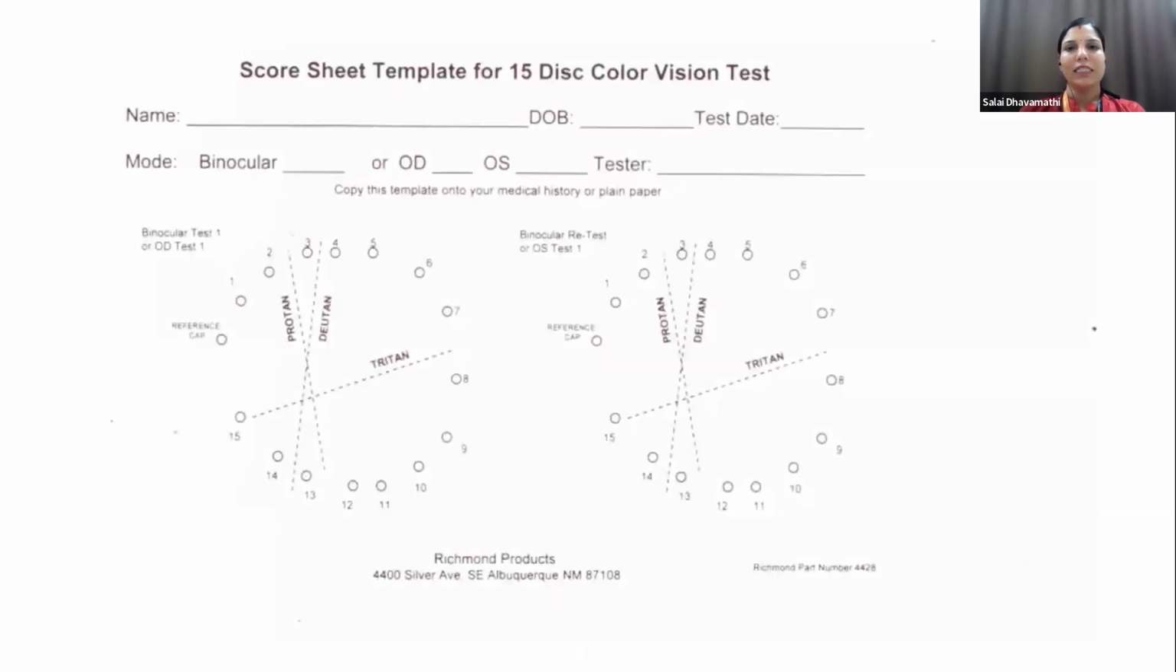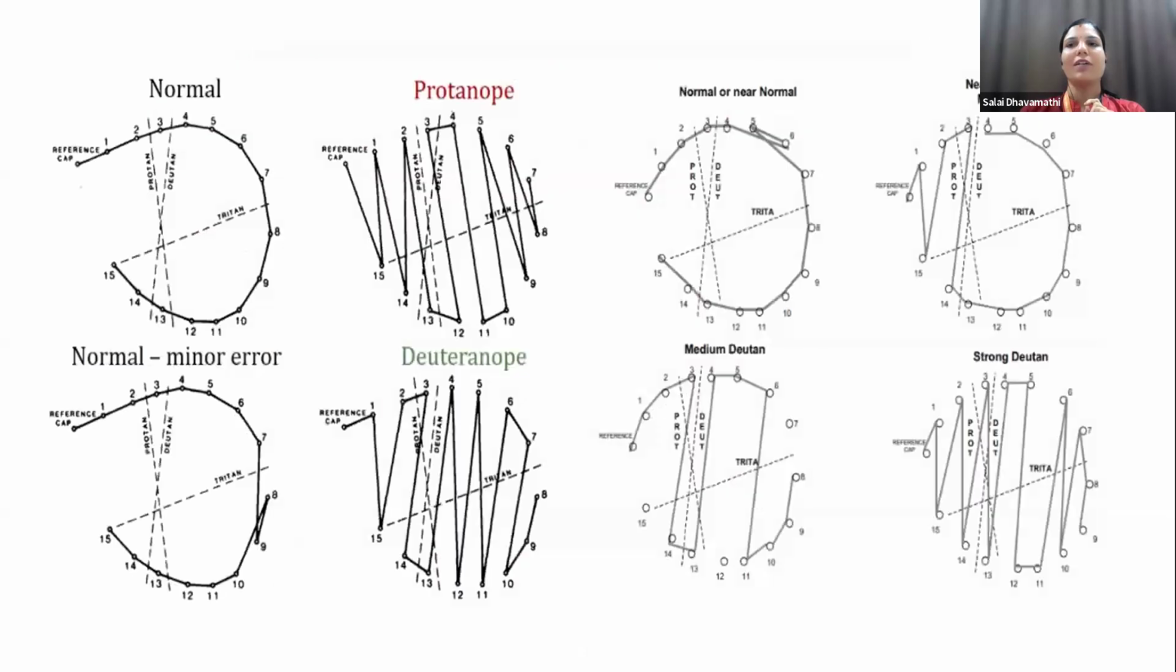The next one is D15. So this is the test plate we all have. You can test it either monocularly or binocularly. Mostly we do it monocularly, and the test date is important to mention. And this is how, as she also showed, this score is recorded. So I just wanted to show a few different patterns of this score. You have to record it from 1 to 15. If it is normal, then it is in a full circle.